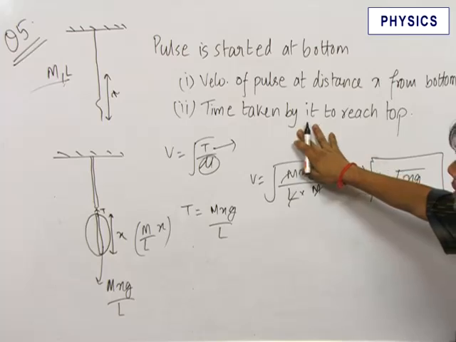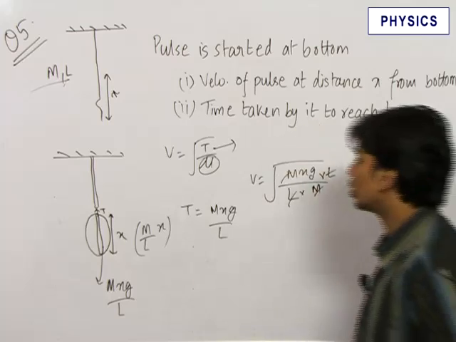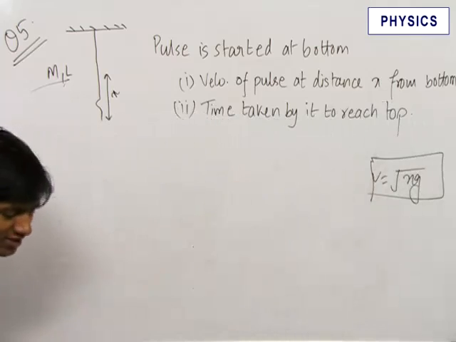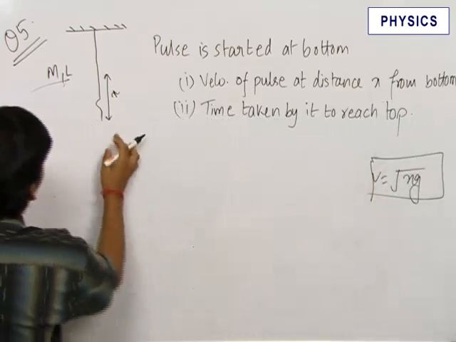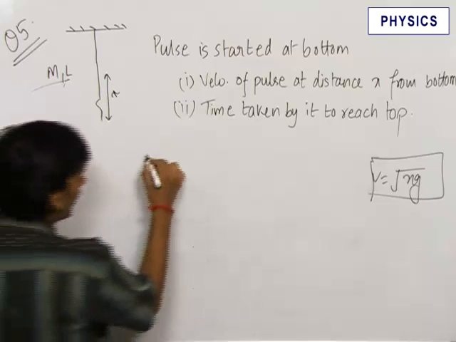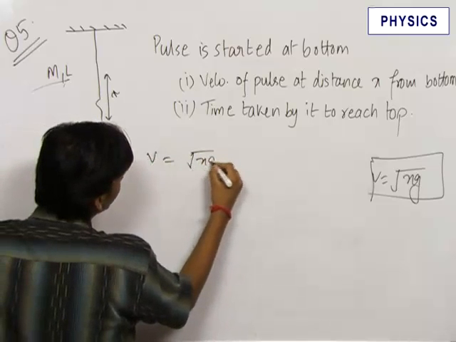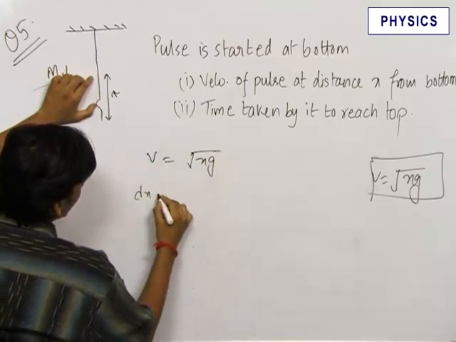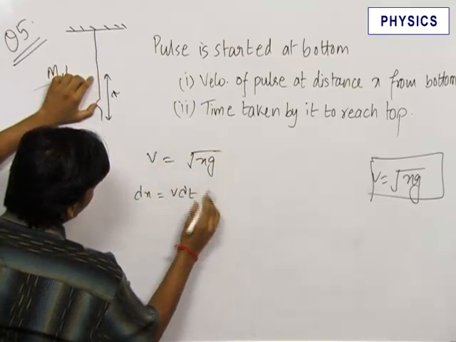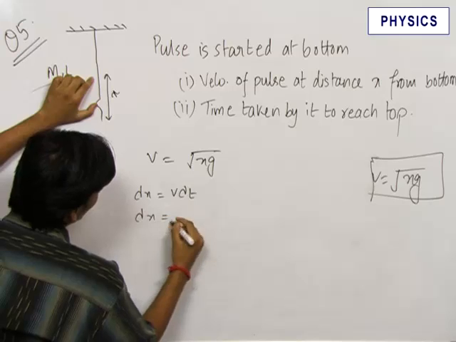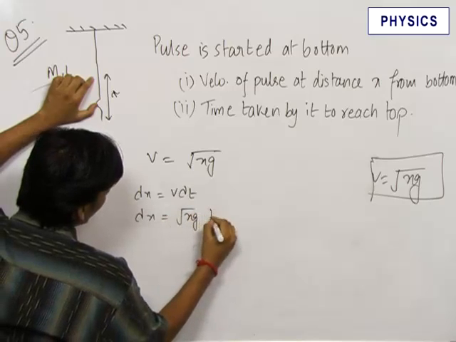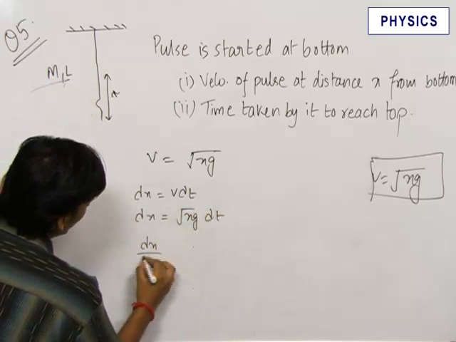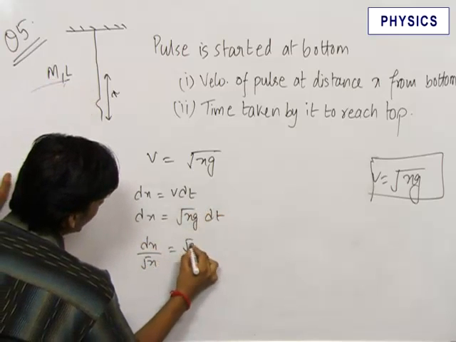Now we need to find out the time taken by it to reach the top. For this part, we just need to remember that v is equal to root xg and the velocity is variable in terms of x. Now at height x, when it covers the displacement dx, this will take a time dt, so dx is equal to v dt. Therefore dx is equal to root over xg into dt. We can bring this here to get dx upon root x is equal to root g into dt.